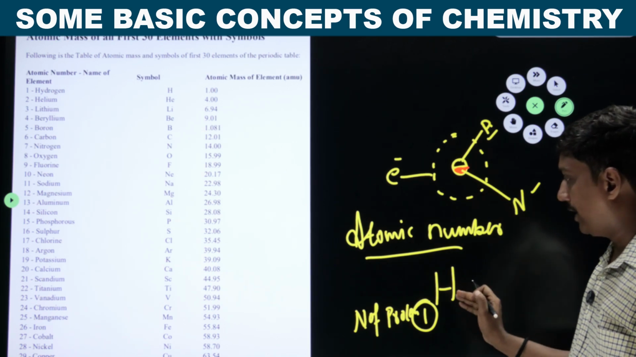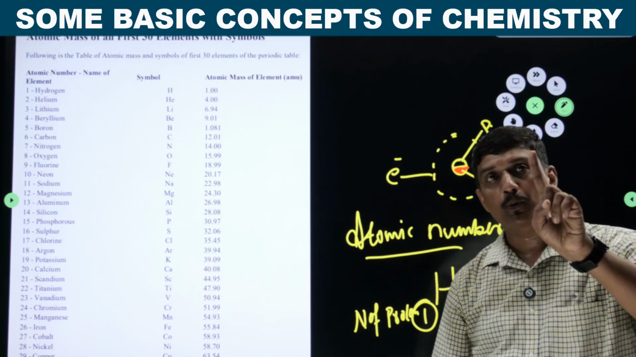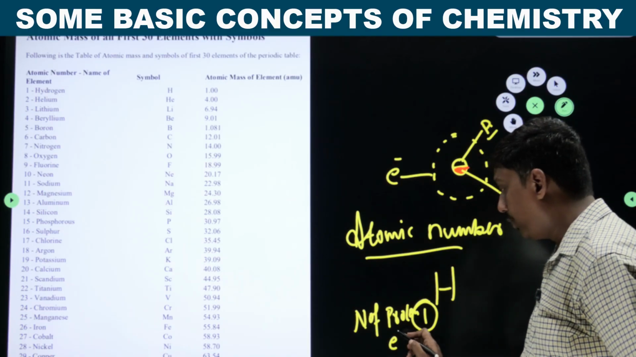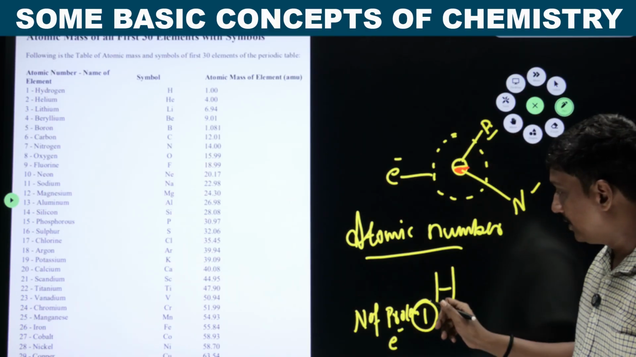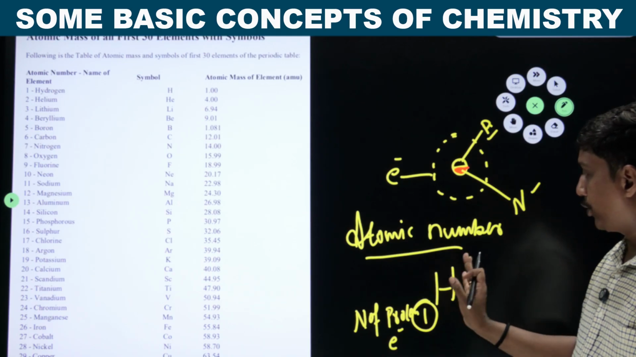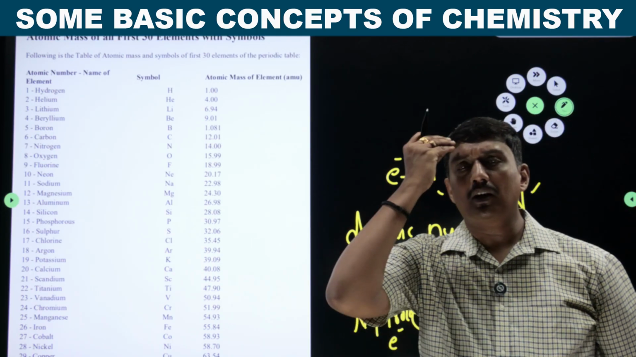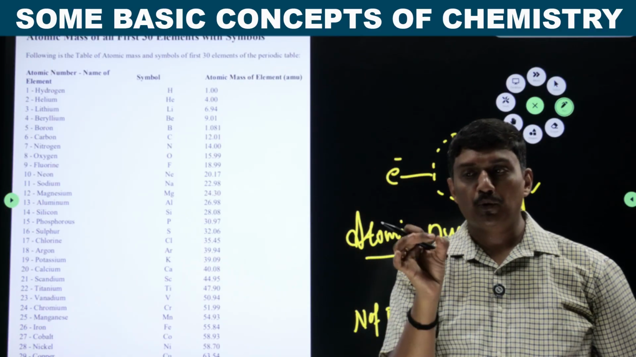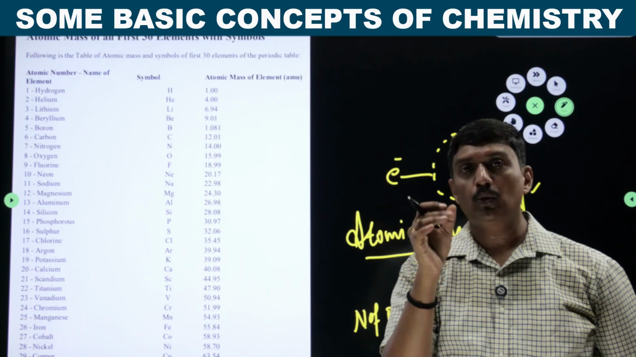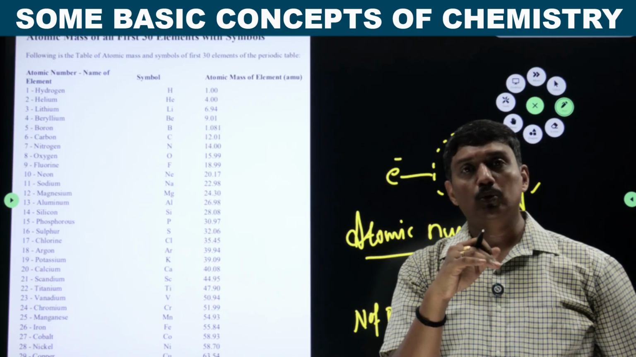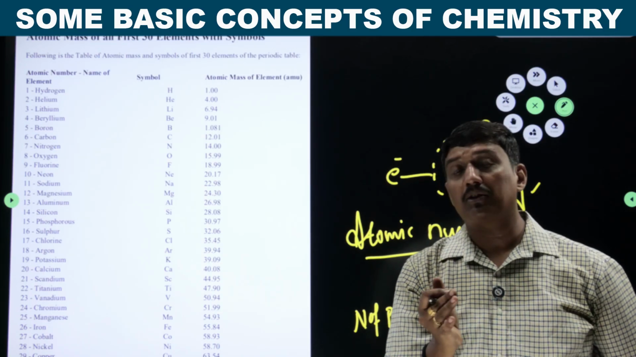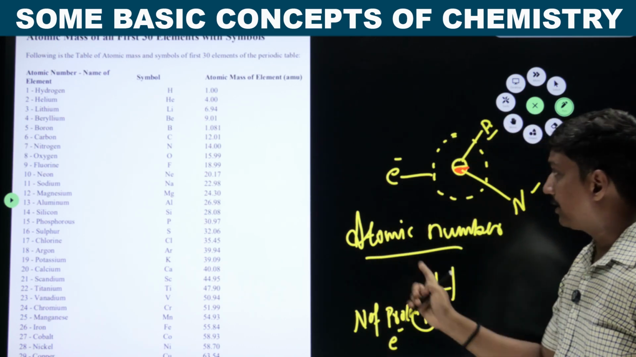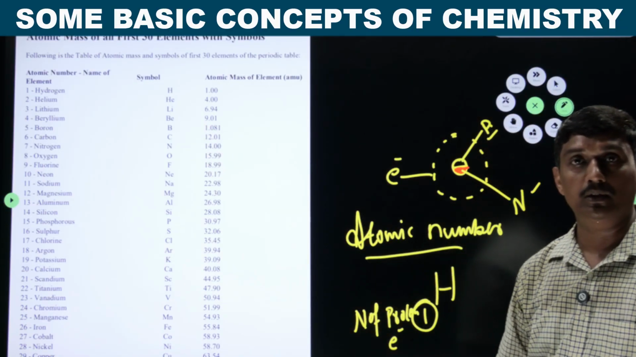If you take a hydrogen atom, you find only one proton and only one electron. So this species is said to be hydrogen. You take hydrogen from any source, from any place, if you go through this hydrogen atom, you find only one proton and one electron. This atom is considered to be hydrogen.